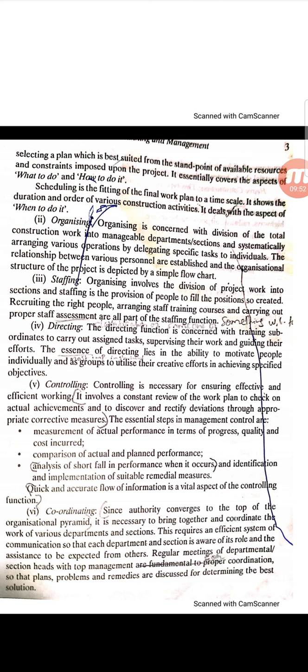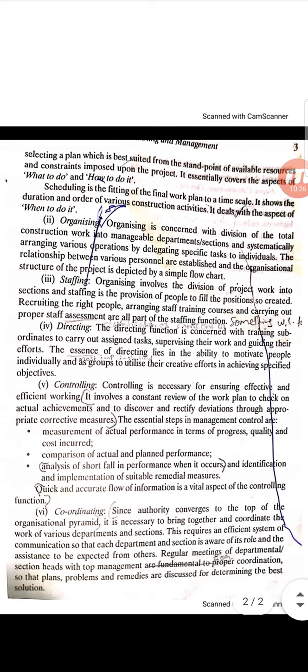Based on that, a round table meeting will be held between the group of representatives, discussing the remedial measures, discussing the constraints and hurdles in the construction project. Based on that, they find the best solutions for the project, in terms of cost, in terms of labor, in terms of duration, in terms of manpower, etc. So ultimately you are going for the measurement of actual performance in terms of progress, quality and cost. So this also plays a very important role in controlling.